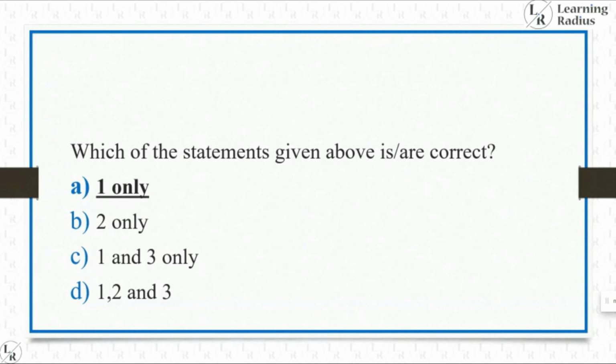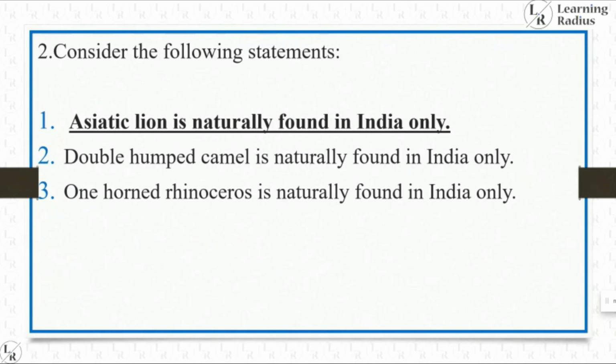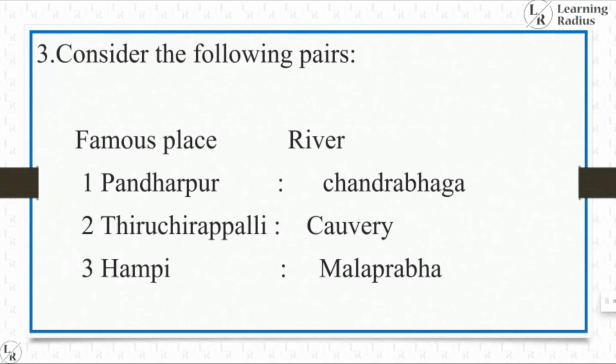Indian camels have only 1 hump. 2 hump camels are found in Central Asia and cold deserts. One-horned rhinoceros are also found on the islands of Java and Indonesia. So the second statement and the third statement are wrong. Only the first statement is right. Let's come to the third question.